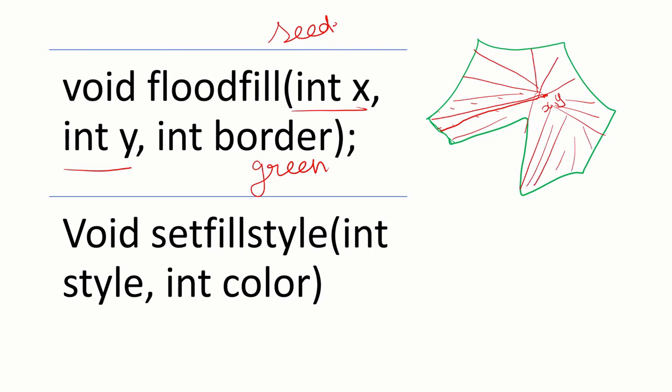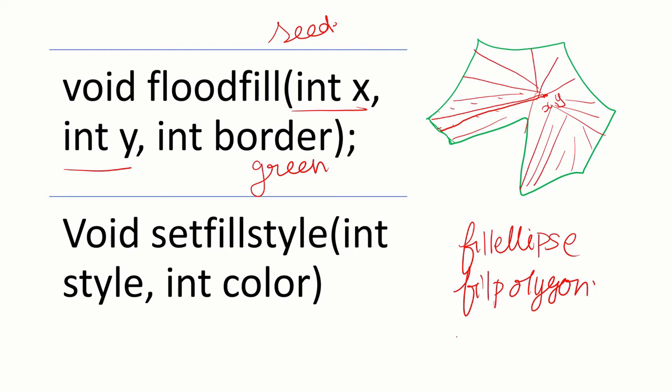So here we learned some 2-3 methods. One is fill ellipse, the other one is fill polygon. Polygon also we are going to fill. Then the other one is flood fill. That is also for filling a particular irregular shape which is not an ellipse or a polygon, any shape it may be. In these cases, we are going to use a set fill style method or a function before this.